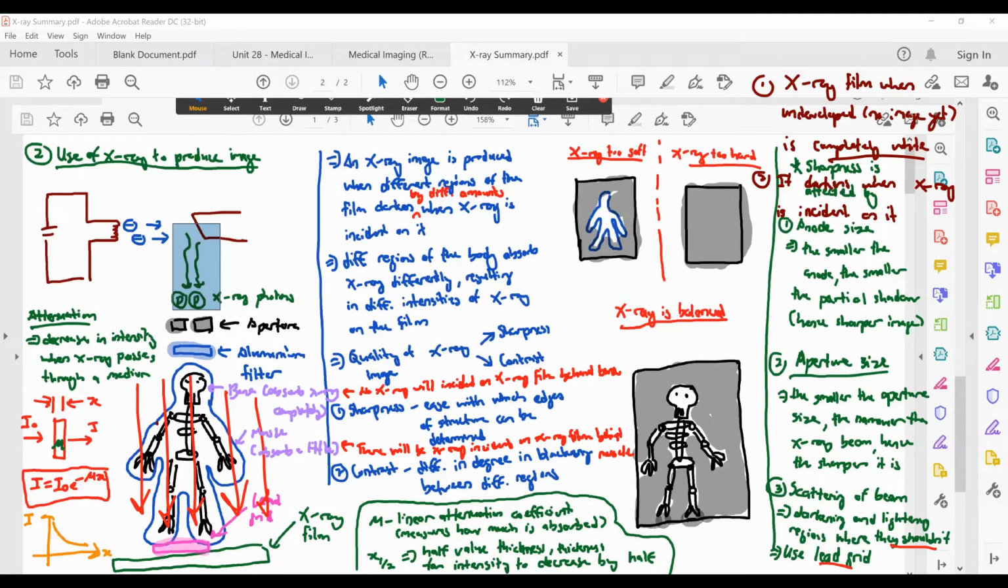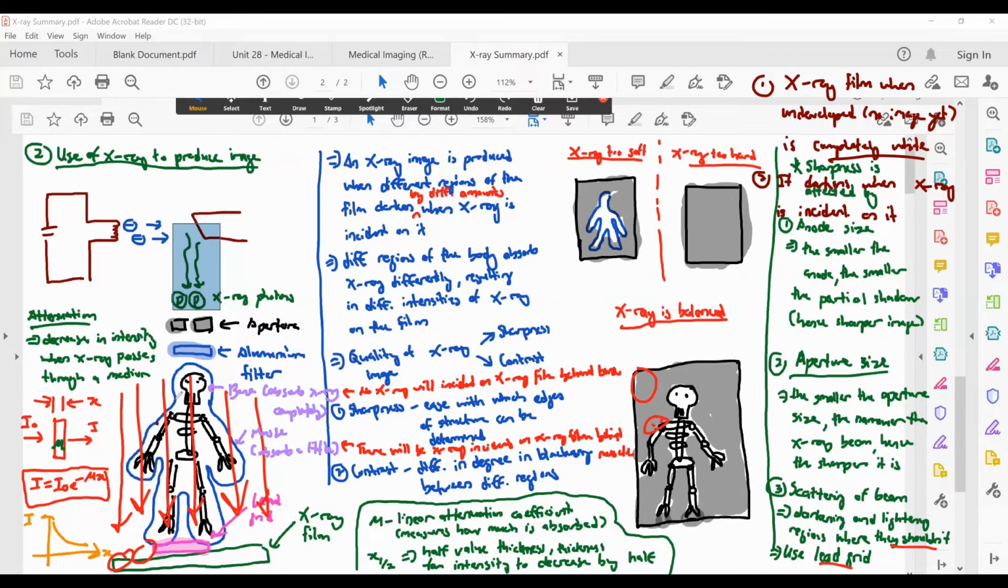Now, it's because of these two facts here that you get this image. You can imagine that, say, for the X-ray that did not pass through anything, it will hit the film, it will darken it. For the X-ray that passes through just your muscle, only a little has been absorbed, there will still be some that manage to pass through and hit the X-ray film, so darkening the film.